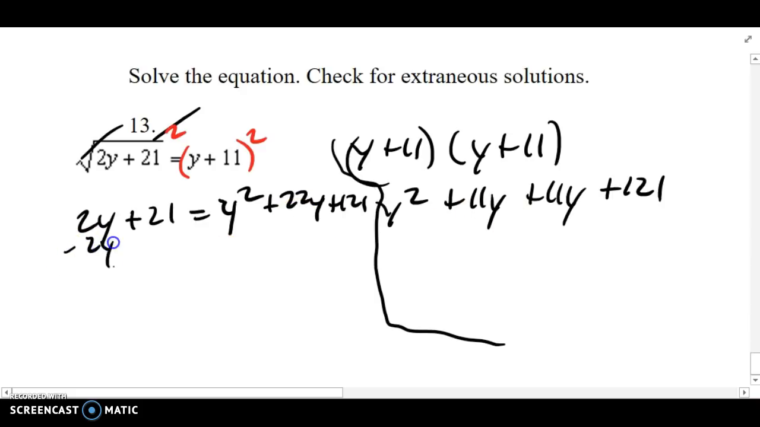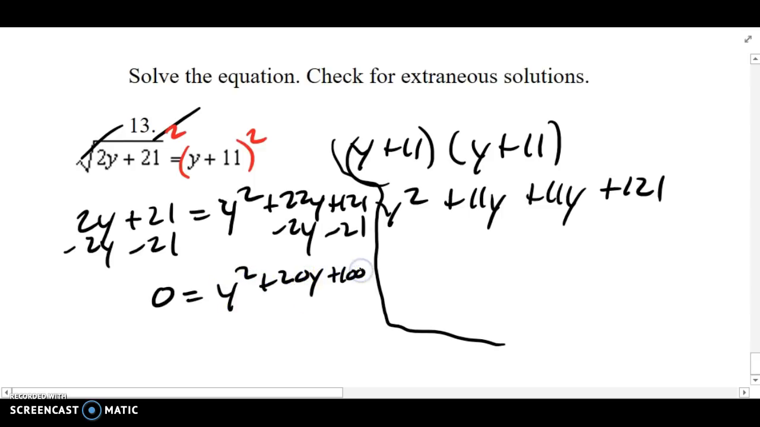And then we're going to subtract 2y, subtract 21. So we get 0 is equal to y squared plus 20y plus 100. And then, again, this is the A-level question. I'm going to run out of time here. We're going to tic-tac-toe this, and then we're going to do the opposites, and we'll have to check our answers.